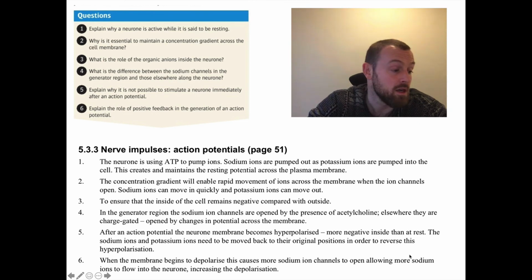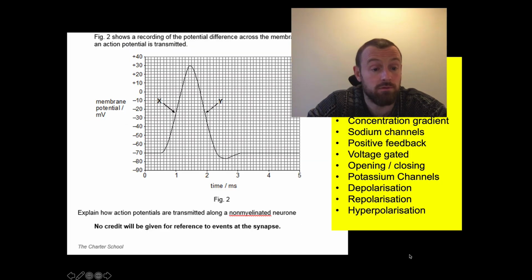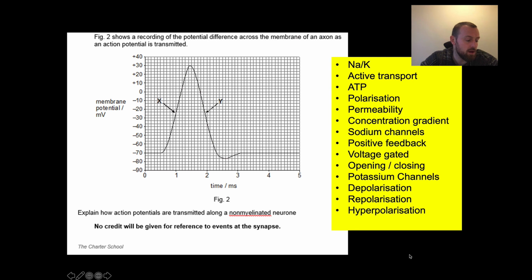lesson. So I'd like you to write an essay. Probably a 6 marker here, although you could probably say enough for 9 marks. And here's the essay. Explain how action potentials are transmitted along a non-myelinated neuron. Now, don't worry too much about the non-myelinated part. Next lesson, we're going to look at the difference in how an action potential travels in a myelinated versus non-myelinated neuron. And today we've been looking at a non-myelinated neuron.